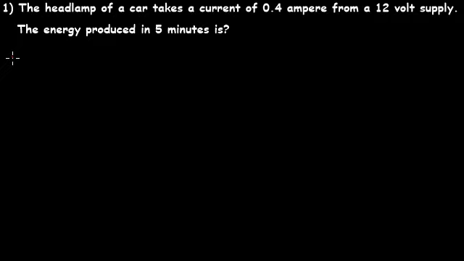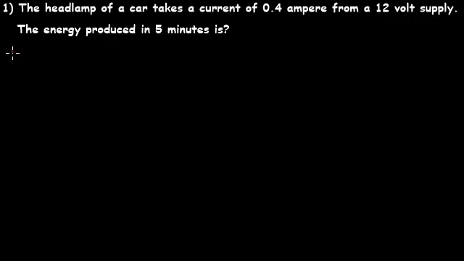Since the question asks us to find the energy produced in 5 minutes, and the voltage given to us is the EMF, as it is a 12 volt supply, that means the cell or battery supplying that headlamp has 12 volts. So that's the EMF. This is not the potential difference between 2 points. Therefore, we are using one of the first two formulas for the total work done developed by a system.